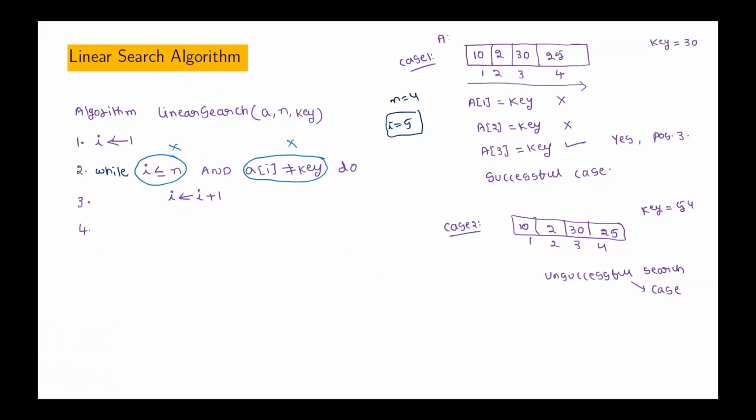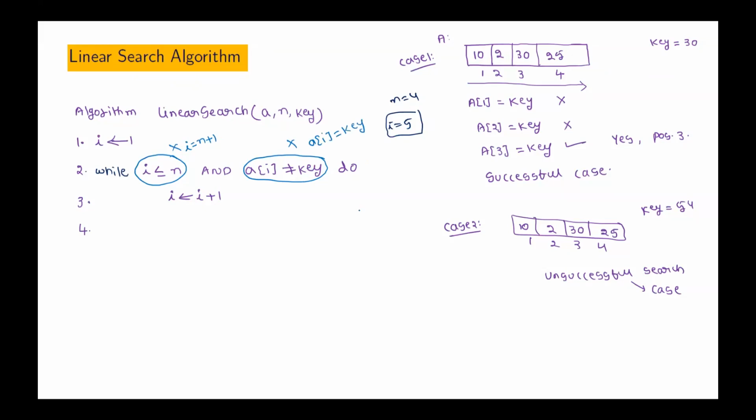If I less than or equal to n is false, what does it mean? That means the value of I becomes n plus 1. Does it become n plus 2? No, because at n plus 1 itself it fails. If A of I not equal to key fails, what does it mean? A of I is actually key.